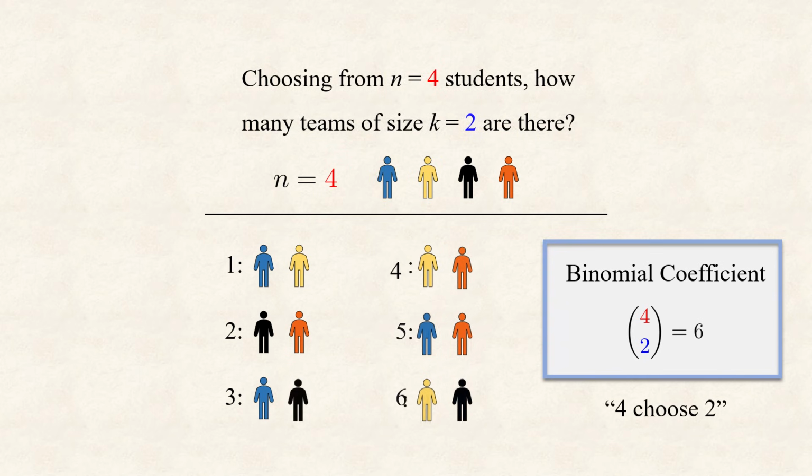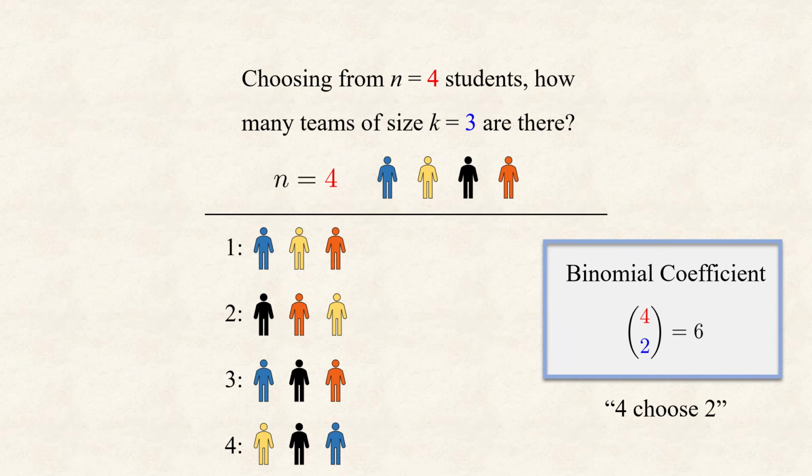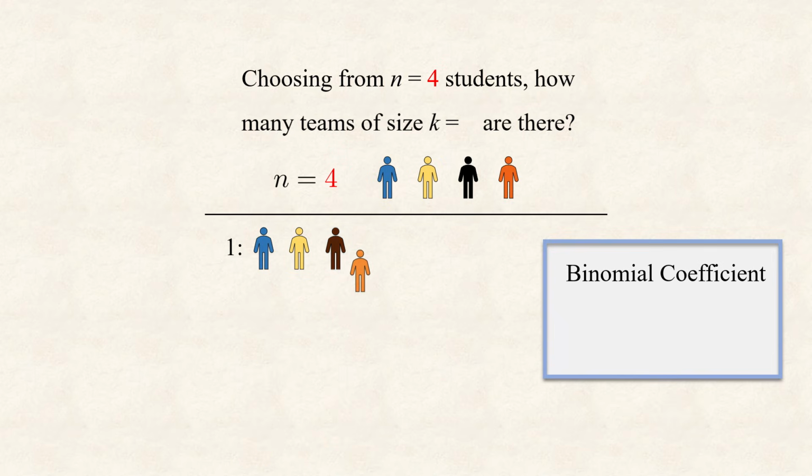Now what about choosing 3 students from 4? Well, there are now 4 such teams, so 4 choose 3 is 4. Next, 4 choose 4 is 1, as there we simply have to pick every player to get a team of 4.